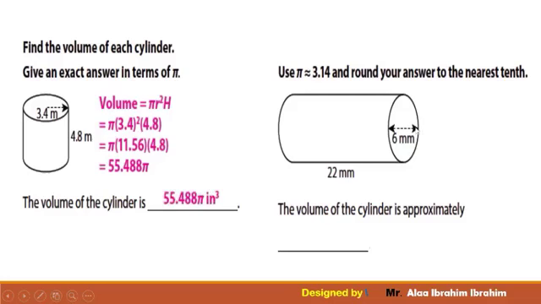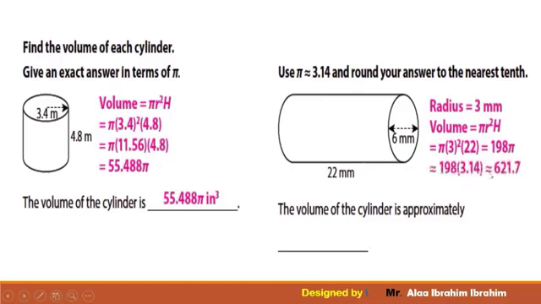Here, this is the diameter, so I make it the radius. My radius is half, which means 3. The same way, my radius is 3. Then I find the volume with the same formula. Then I replace pi, because it tells you here to change to 3.14. So I change pi to 3.14, my radius is 3, and my height is 22. Now I multiply, with pi changed to 3.14, and round to the nearest tenth. So this is my answer.